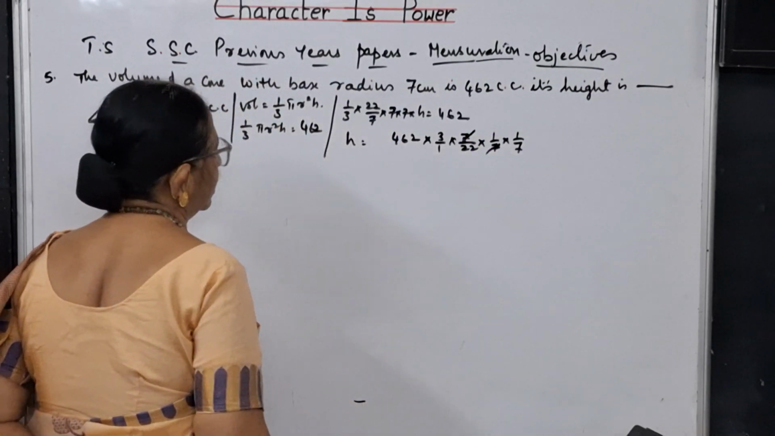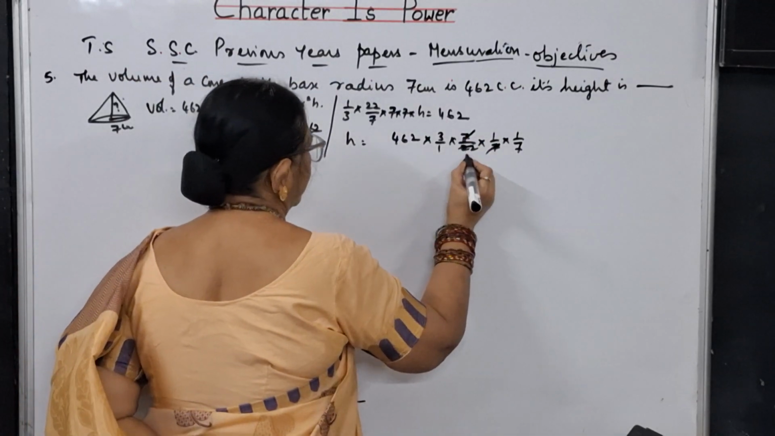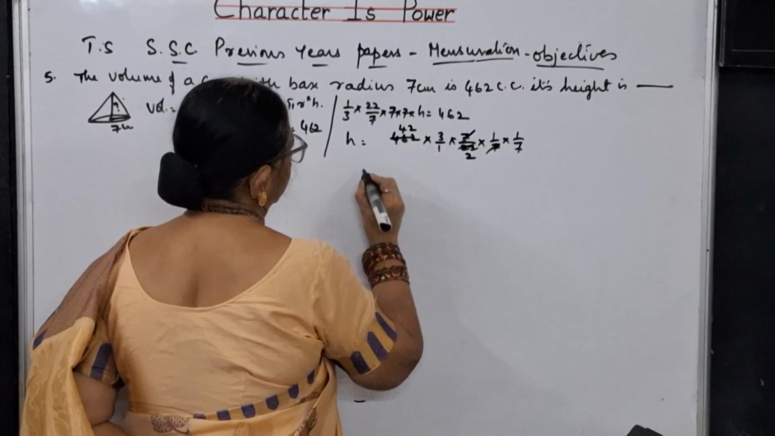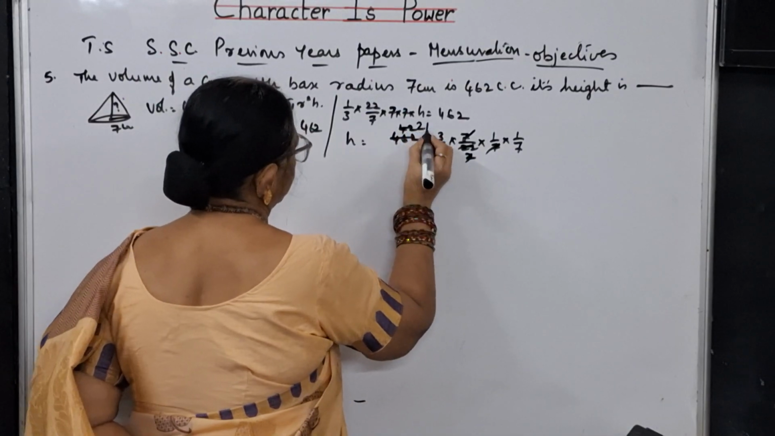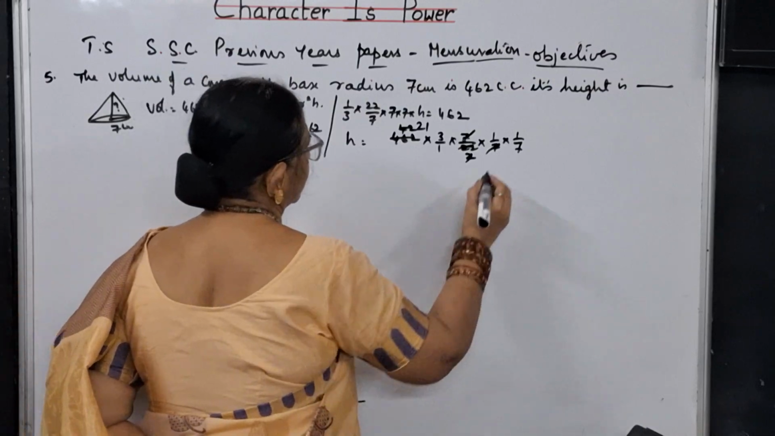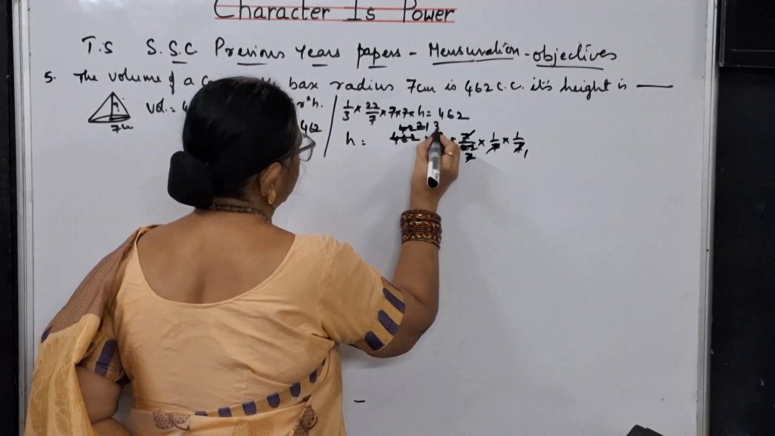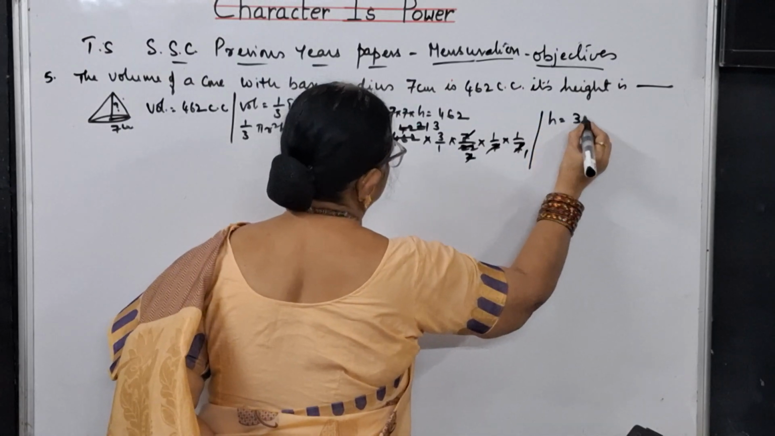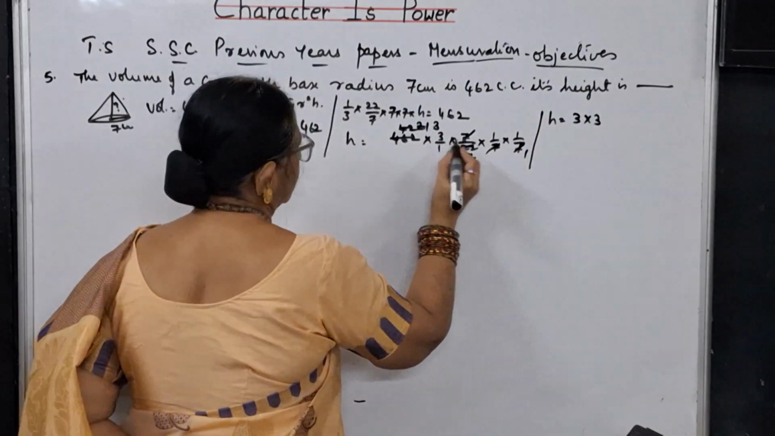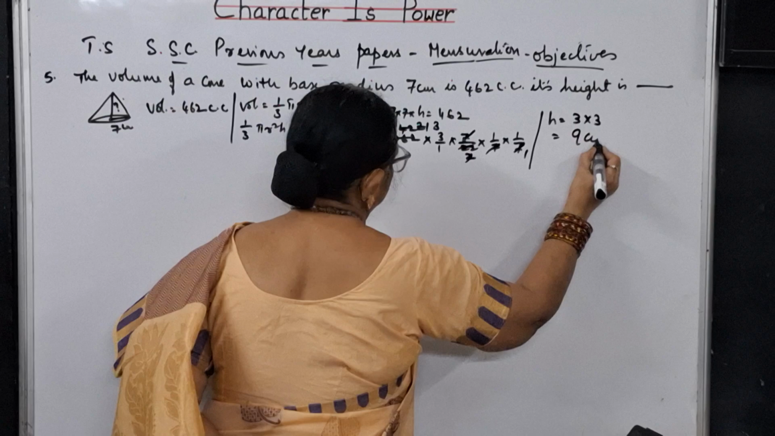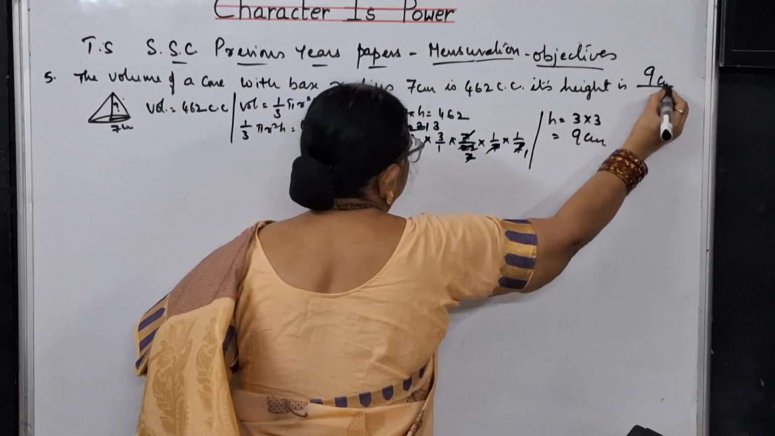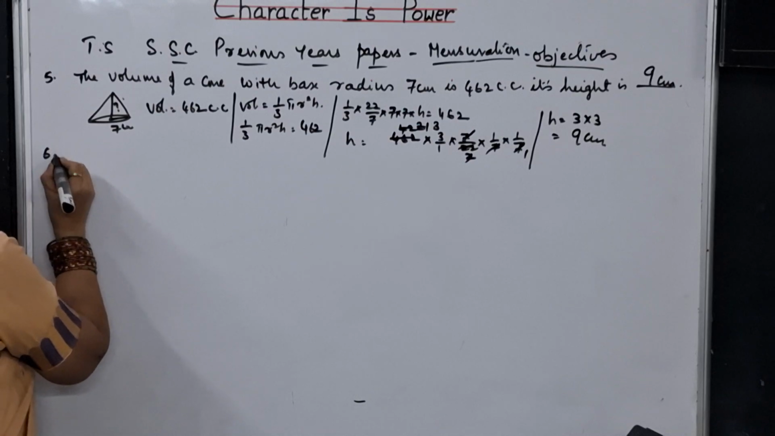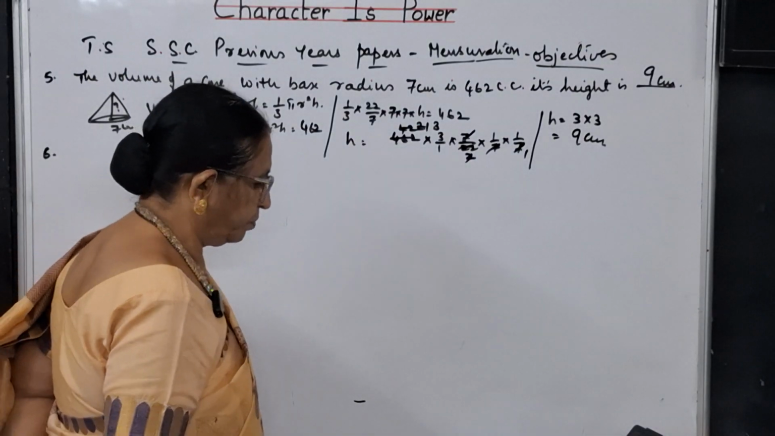These two 7s will get cancelled. See, 11 2s are 22, 11 4s are 44, 11 2s are 22, 2 2s are 4, 2 1s are 2. Then 7 1s are 7, 7 3s are 21. So how much height? H is equal to 3 into 3, these 3s if you multiply, 9 centimeters. So answer is 9 centimeters. This is the fifth problem.